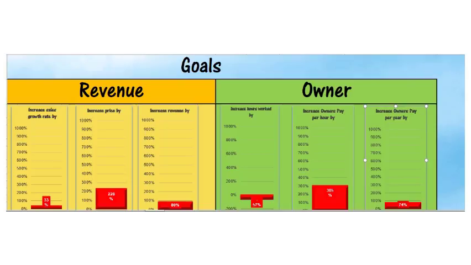And the owner will have to decrease the amount of hours worked by 57%, increase the owner's pay per hour by 305%, and increase owner's pay per year by 74%. So this is just based on the goals that the owner said they want to have. This is what they'll need to do. Later we'll see how to set those goals and enter that data and adjust them accordingly to something that is more feasible for you.